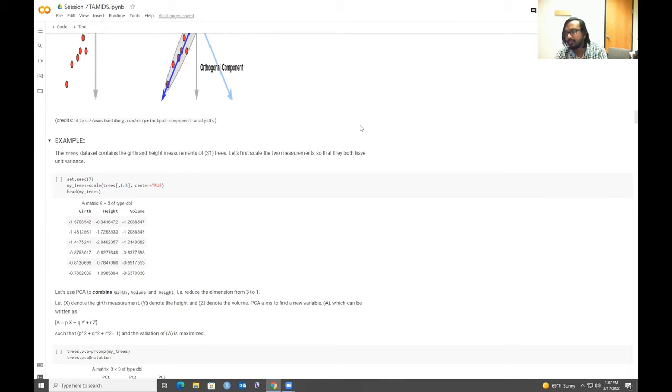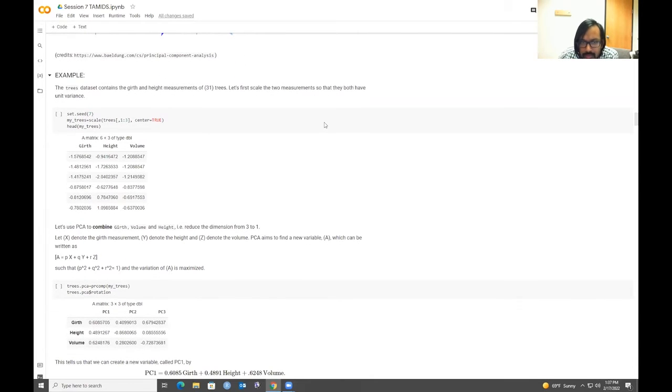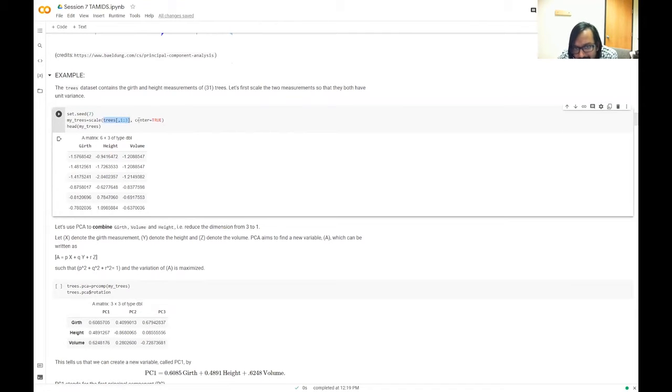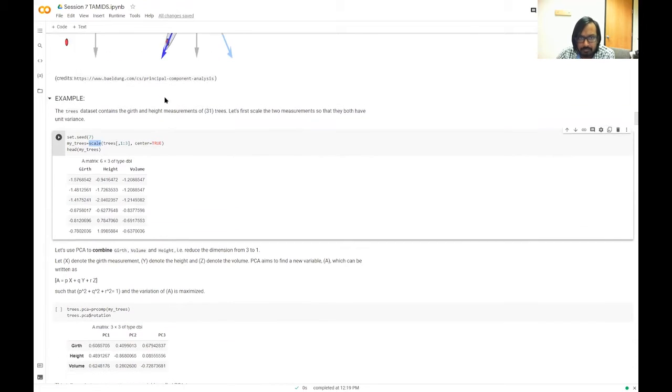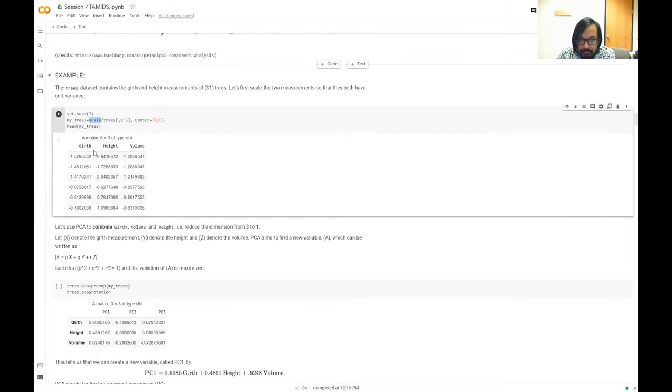If we do not center it, the principal components can get affected by the overall mean, but we will come to that later. All right, so we are going to scale the trees and center it using the scale function. And then we get the scaled and centered values of girth, height, and volume.